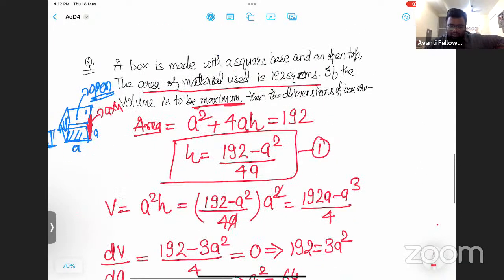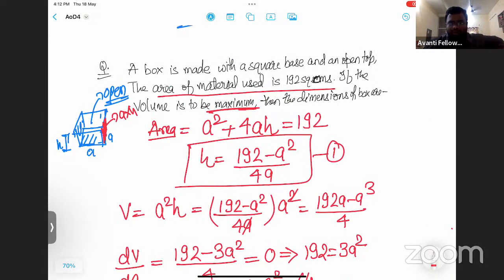Clear now? What we did: we used the given information of area. We found the relation between the two variables we have, h and a. We used the same relation for the third piece of information that needs to be maximized or minimized. In this case, the volume needs to be maximized, so a square h has to be maximized. We substitute the relation of h in terms of a in this equation, differentiate it, find the value of a, and back substitute the value of a to find the value of h.